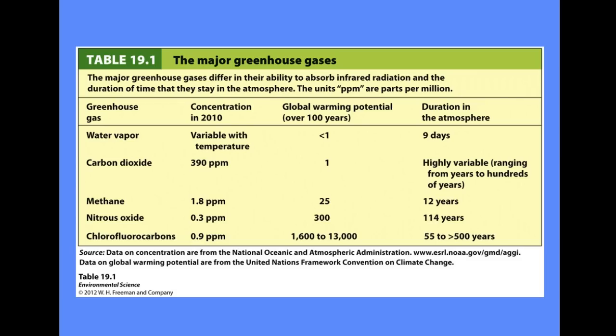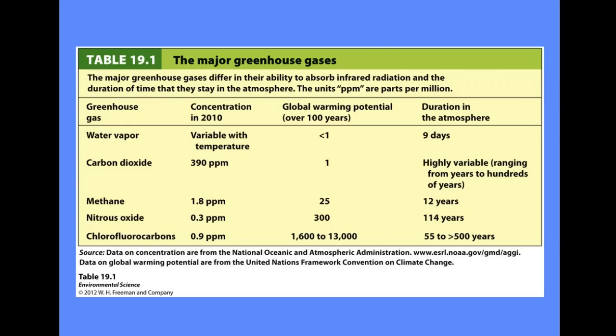The different gases differ in their ability to absorb radiation and how persistent they are in the atmosphere. So notice that water vapor has a very short persistence period. Water vapor can trap the most heat, which might be a test question, which greenhouse gas traps the most heat, it is water. But because it doesn't stay in the atmosphere very long, it is not as harmful as the others.